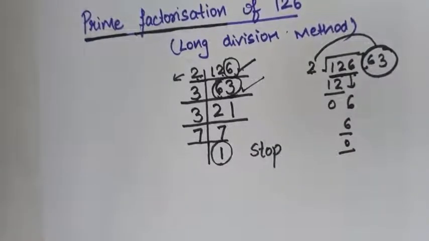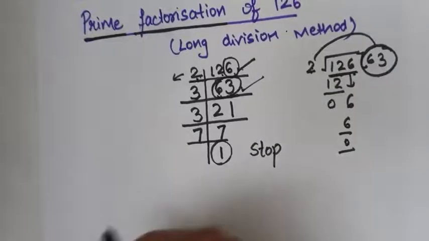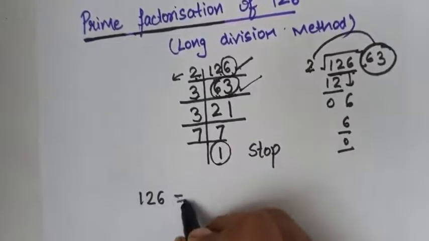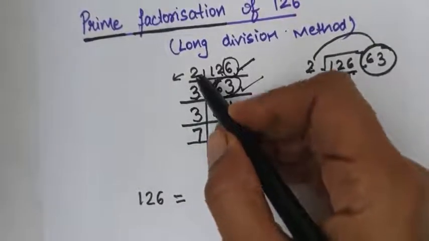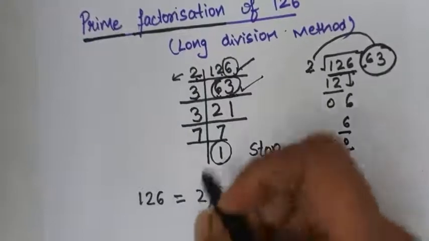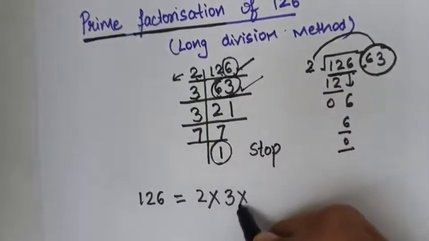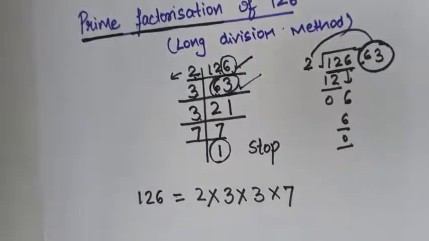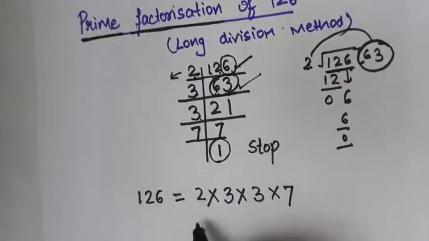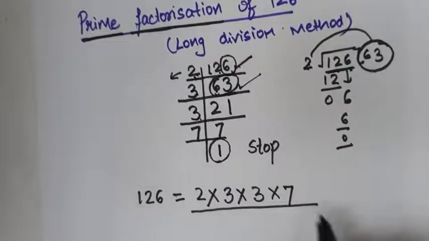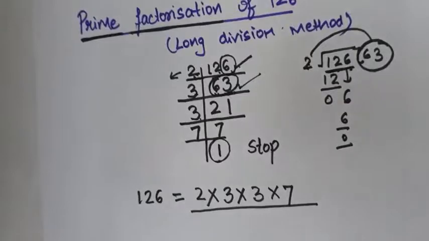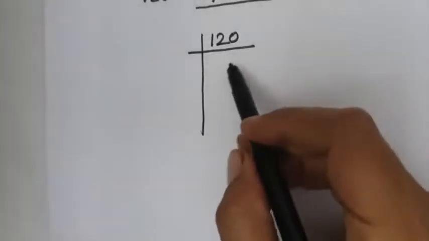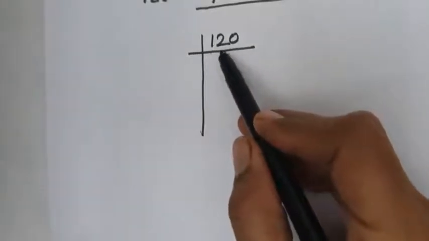Now you have to write the prime factorization of 126. So we will write like this. Start from here: 2 multiply 3 multiply 3 multiply 7. Now this is the prime factorization of the number 126. Now let us find the prime factorization of 120.